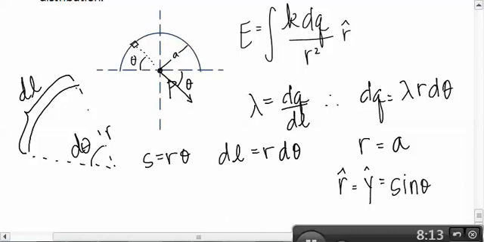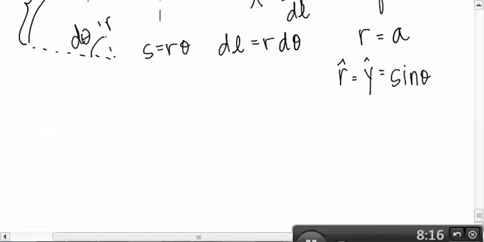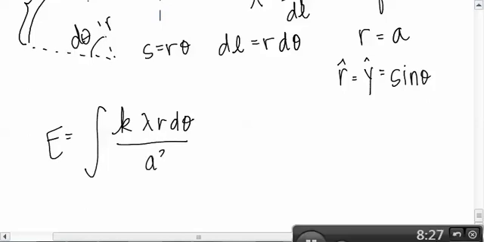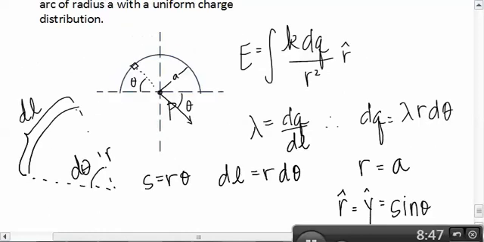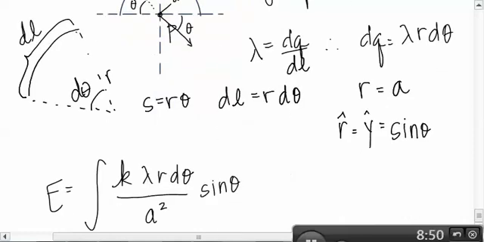And let's see what we get. So our electric field is the sum of k times lambda r d theta over a squared sine theta. And we're going to integrate with respect to theta. So as we're sweeping out through, what would theta be? 0 to pi? Very good.